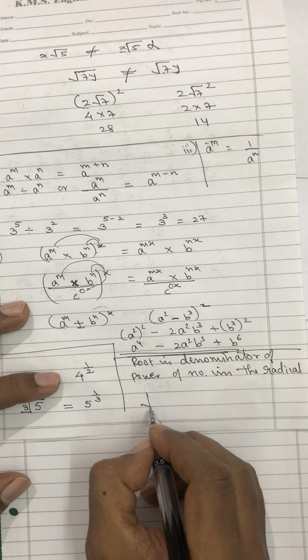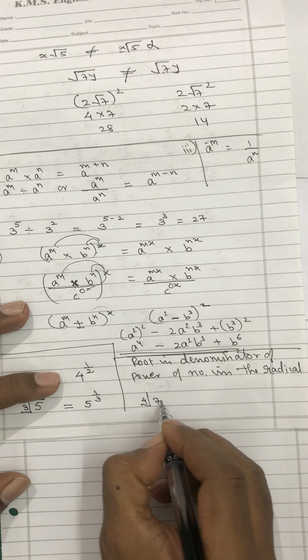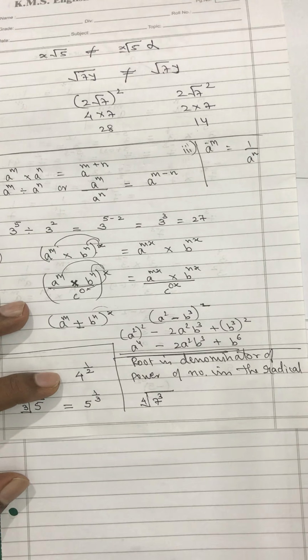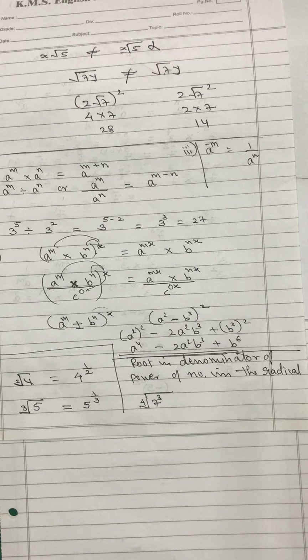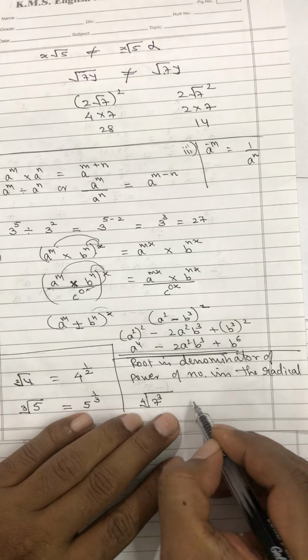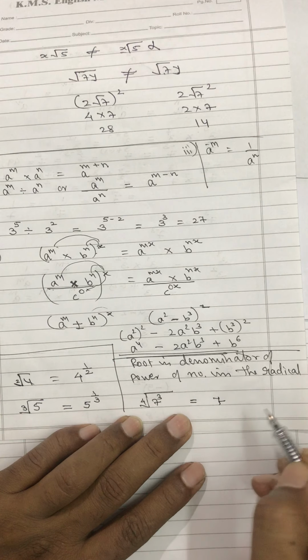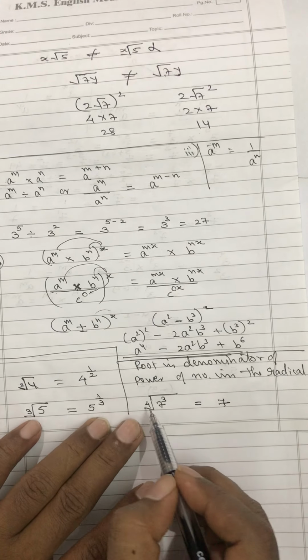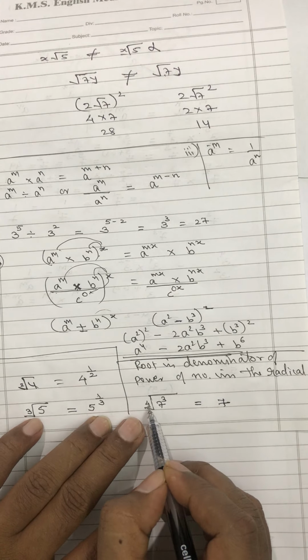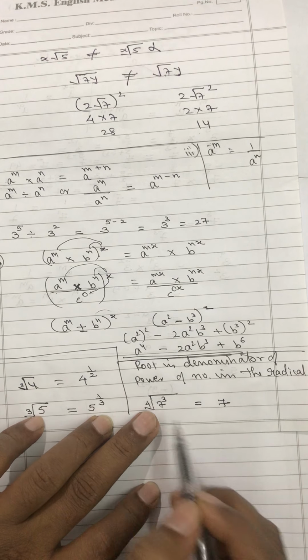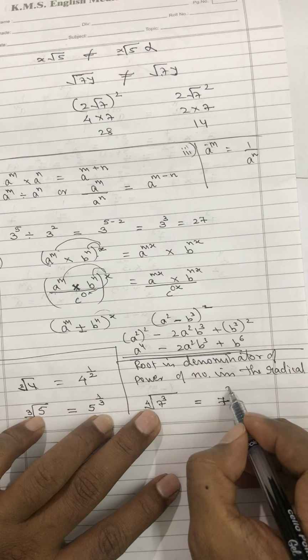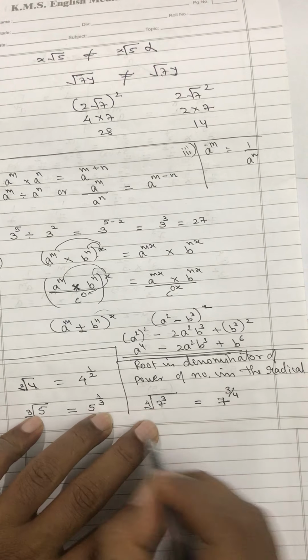Supposing I have the 4th root of 7 cube, which I am writing in the radical form. If I have to write the same thing in the exponent form, it will be written as 7 raised to the power of, now 4 is what? The denominator of the power of the number inside the radical. What is the power? 3. Denominator of 3, it will become 3 upon 4. Like this it will be written.